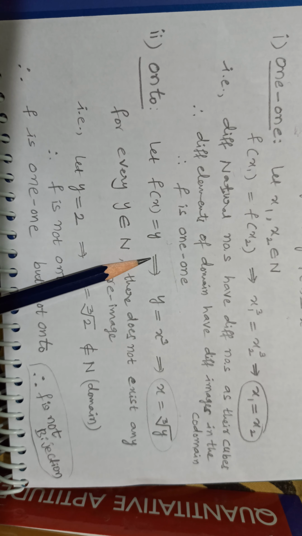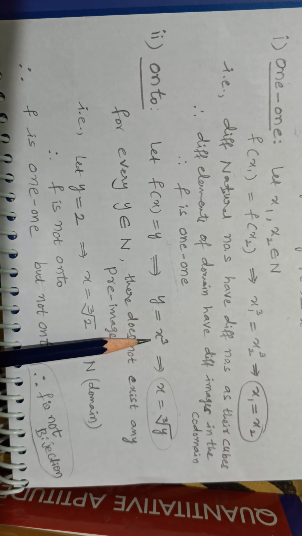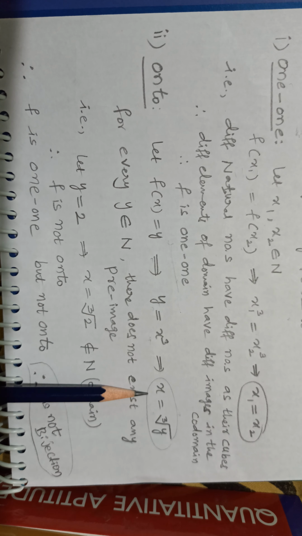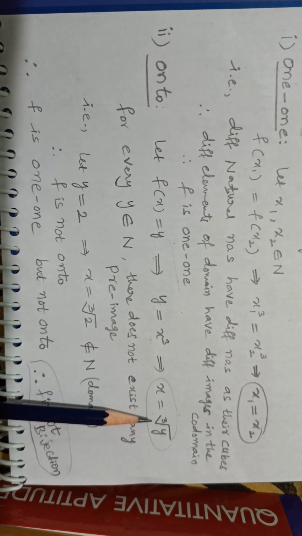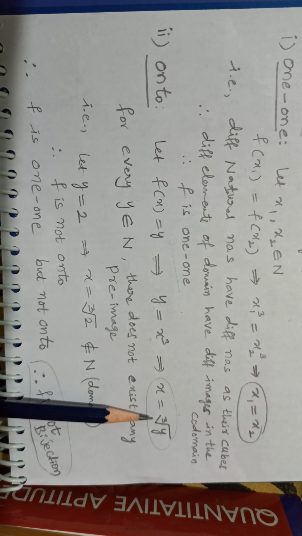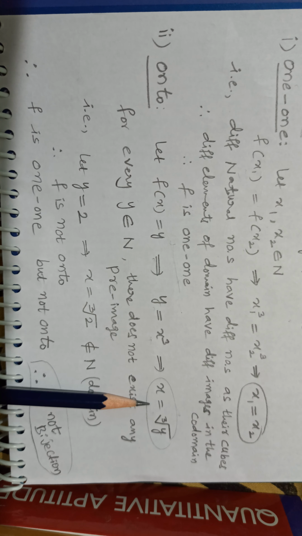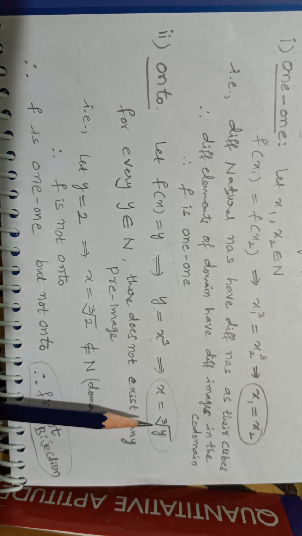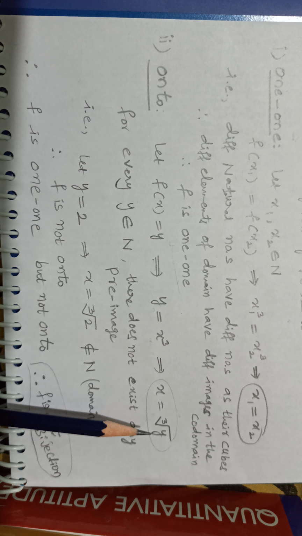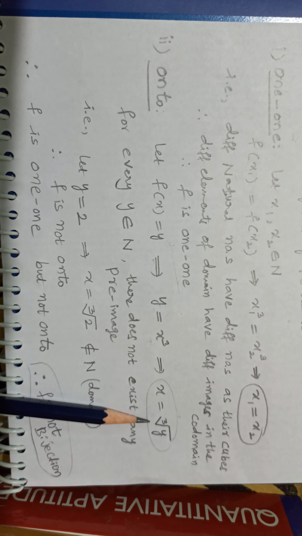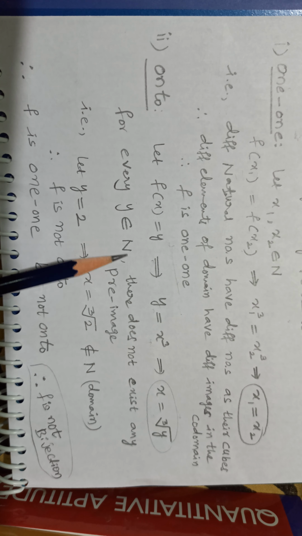So now let us go for checking onto. Let f of x equal y. That implies y equal to x cube. y equal to x cube means what about the x value here? x equals cube root of y. So does the cube root of any number lie in the natural numbers? No. That we have to understand first. Okay, so the proof is very easy to write. What is the value of x here? We got in terms of y, cube root of y. In place of y, if you substitute any number from the codomain, what is the codomain there? N. Domain also N only.